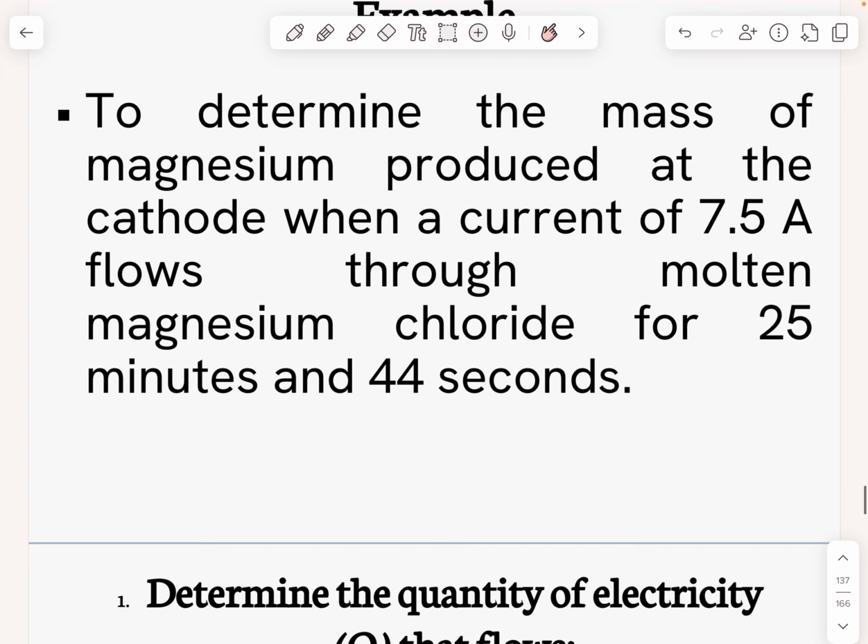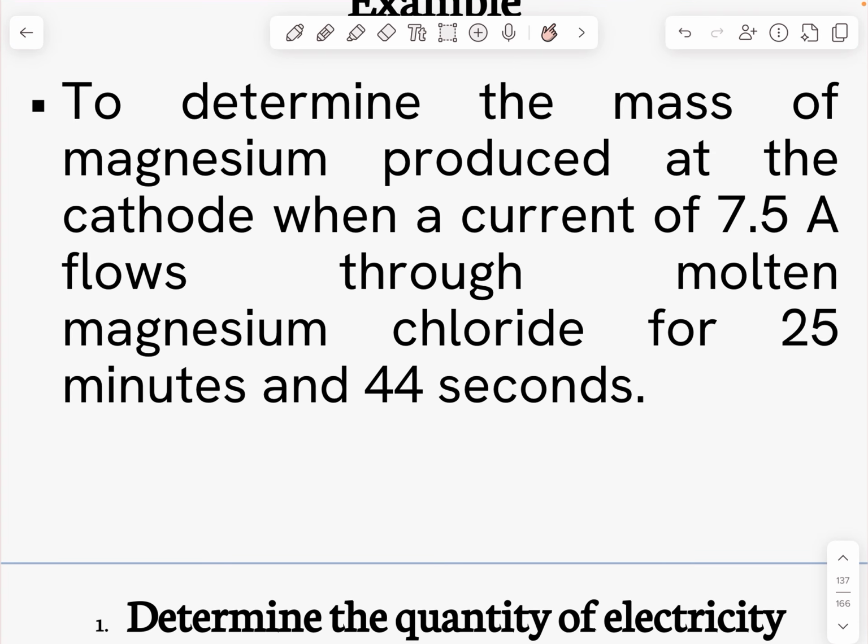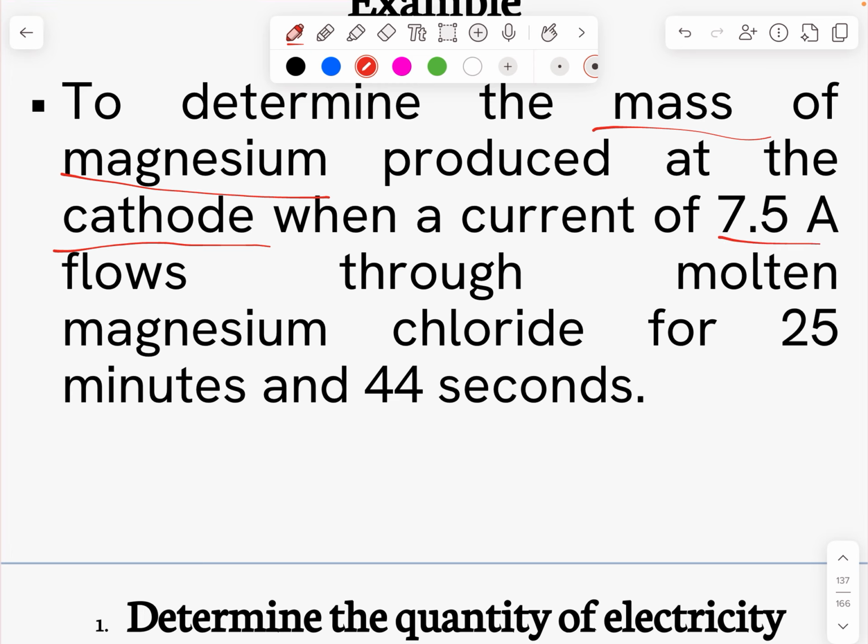Now this question says determine the mass of magnesium. So we're calculating the mass of magnesium produced at the cathode, when a current of 7.5 amperes flows through molten magnesium chloride for 25 minutes and 44 seconds. So the first thing you do is highlight all the important information. Highlight what they want you to calculate. In this case, it's the mass of the magnesium.